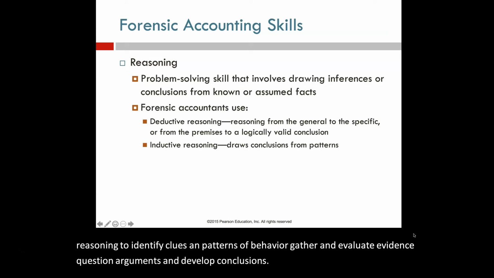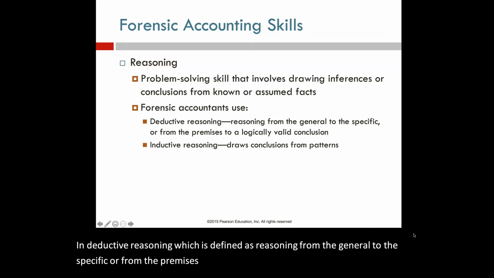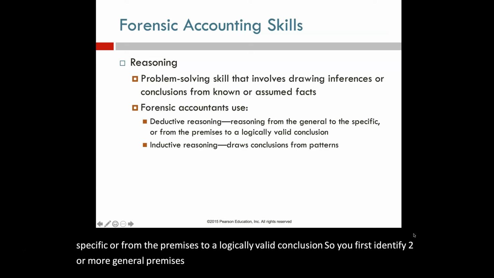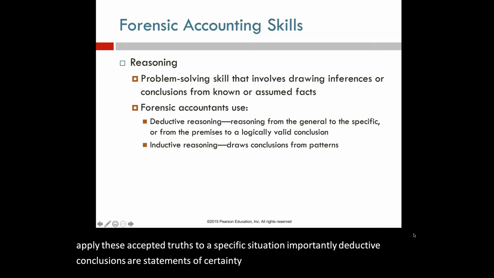Deductive reasoning is defined as reasoning from the general to the specific, or from the premises to a logically valid conclusion. So you first identify two or more general premises, either known or assumed to be true, and then you apply these accepted truths to a specific situation. Importantly, deductive conclusions are statements of certainty that imply 100% confidence.